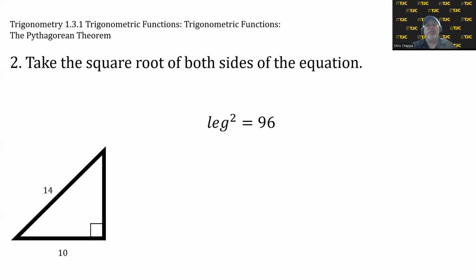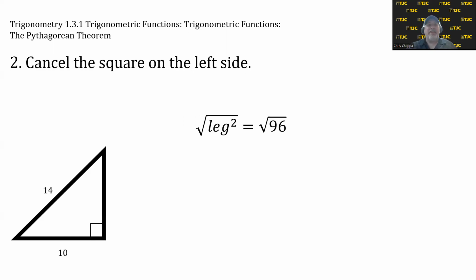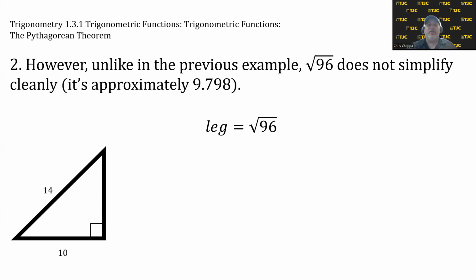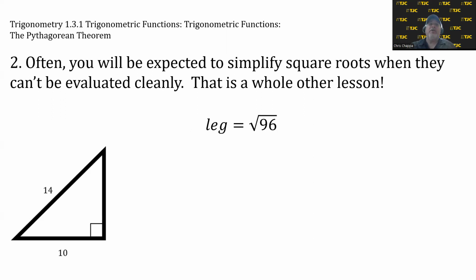And now we'll take the square root of both sides of the equation and then cancel the square on the left side. But the problem with this is that we have the square root of 96, and it doesn't simplify cleanly. If you put it in a calculator, it's approximately 9.798. We won't, though. You don't want a decimal answer to a messy square root unless you're measuring something. Here I prefer precision. So we're going to leave it as the square root of 96, except you'll be expected to simplify square roots when they can't be evaluated cleanly.